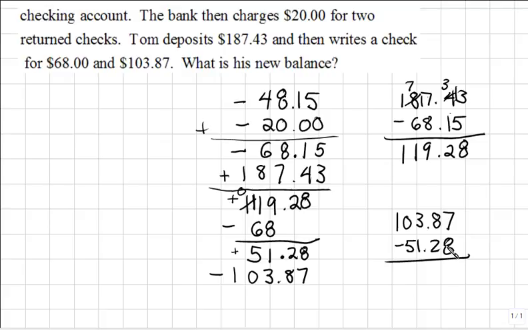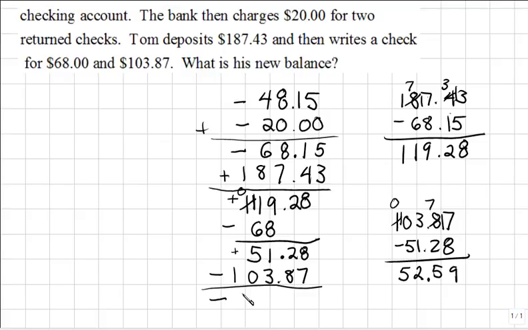To subtract this, we cannot subtract 8 from 7, so we'll borrow 1 dime, making the 7 dimes, and 1 dime becomes 10 pennies. 17 minus 8 is 9. 7 minus 2 is 5. We'll bring down our decimal point. 3 minus 1 is 2. We cannot subtract 5 from 0, so we'll borrow from the 1, making this 0 hundreds, but 100 is the same as 10 tens. So 10 minus 5 becomes 5. Since negative 103.87 is larger than positive 51.28, the result will be negative.